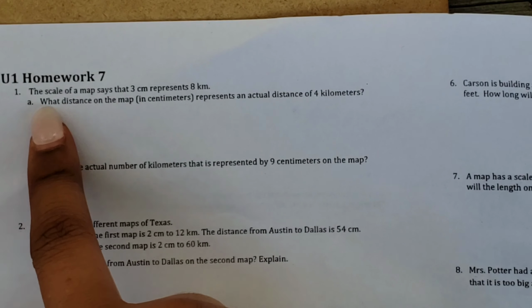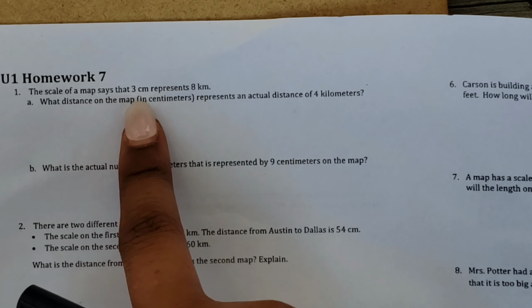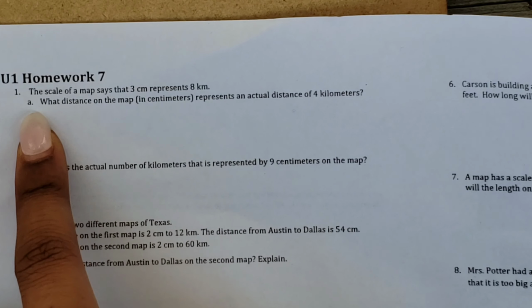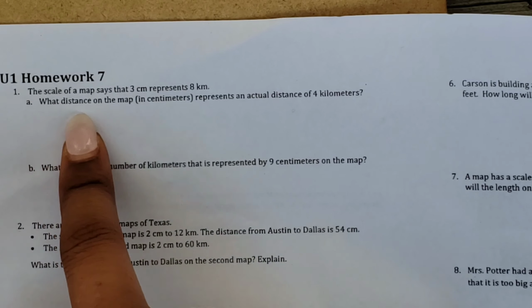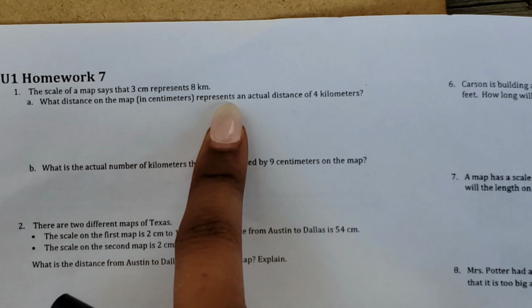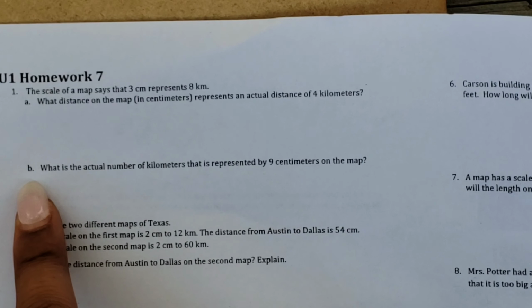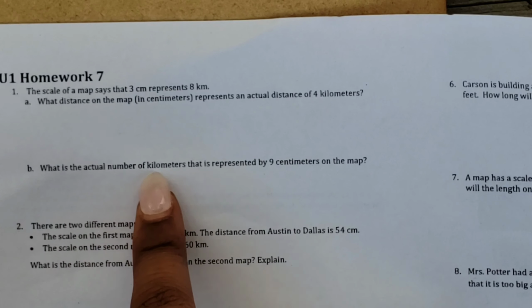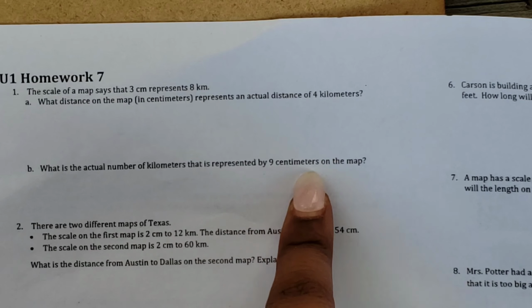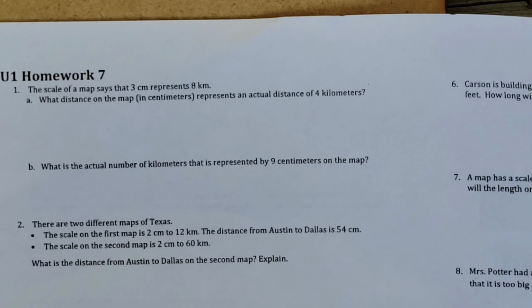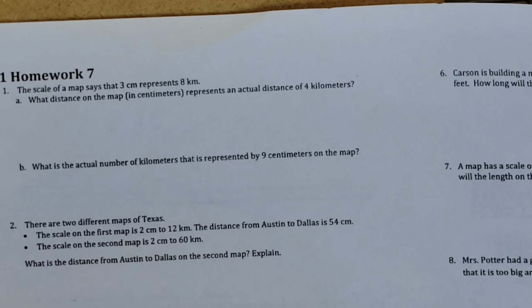Number 1 reads, the scale of a map says that 3 centimeters represents 8 kilometers, or km. A, what distance on the map in centimeters represents an actual distance of 4 kilometers? Or B, what is the actual number of kilometers that is represented by 9 centimeters on the map? All right, so we have 2 parts to number 1. Let's go ahead and dive right in.